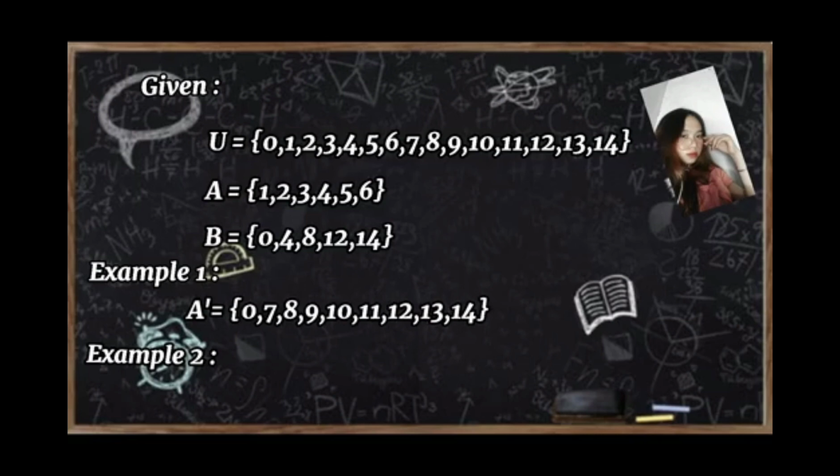All of these are present in the universal set but not in set A. Complement of B: 1, 2, 3, 5, 7, 9, 10, 11, 13. Again, all of these are present in the universal set but not in set B.